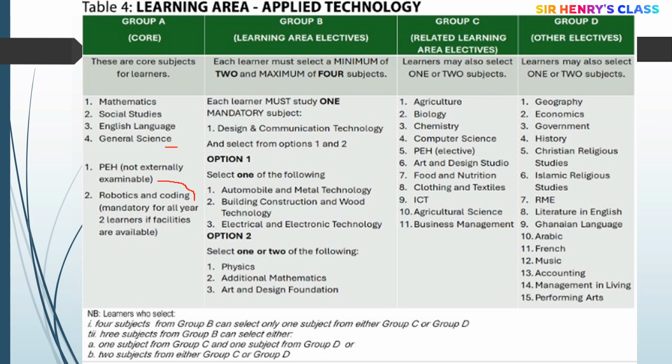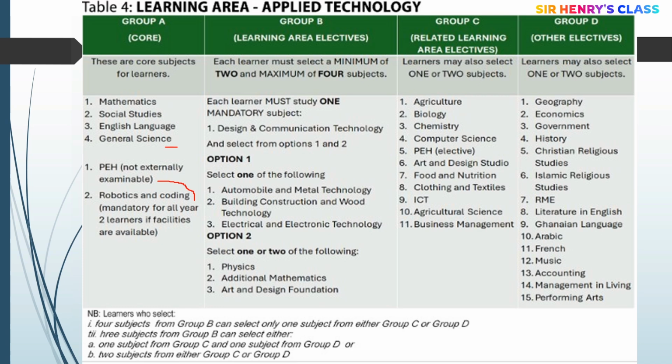When it comes to group C, you may select either 1 or 2. Group D, you may also select either 1 or 2. But the selection is done based on this criterion. Now when you choose 4 subjects from group B, what does the 4 subjects from group B mean? That is, you choose the mandatory, you choose 1 from option 1, and you happen to choose 2 from option 2, then you can do one from either group C or group D.